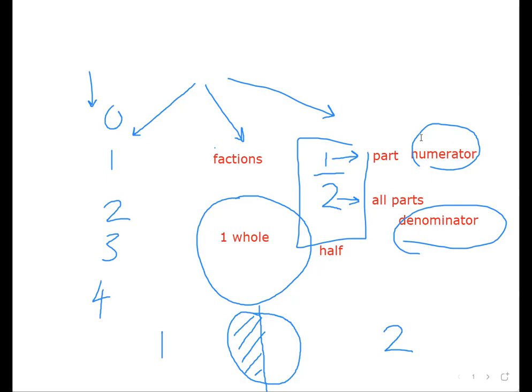A fraction has 2 numbers. The top number, I call it the numerator. The bottom number, I call it the denominator.